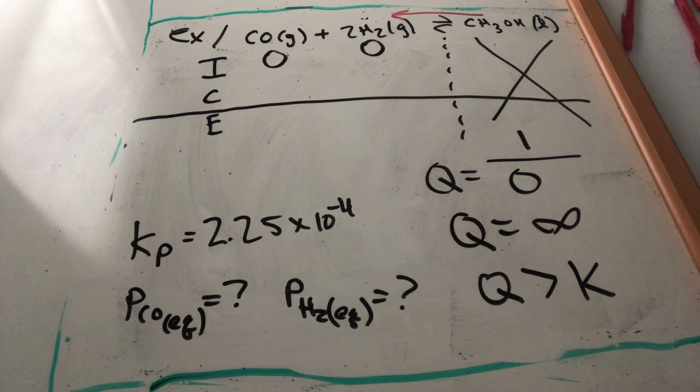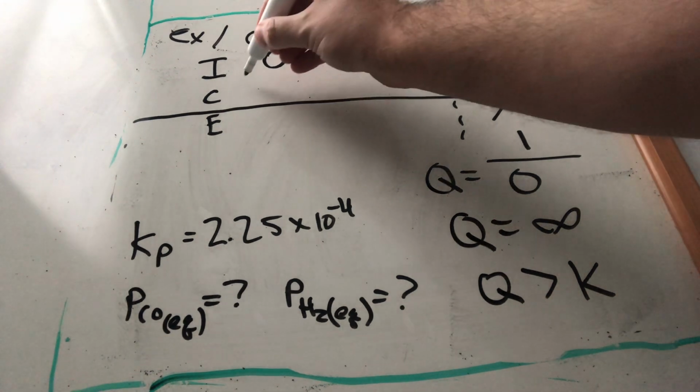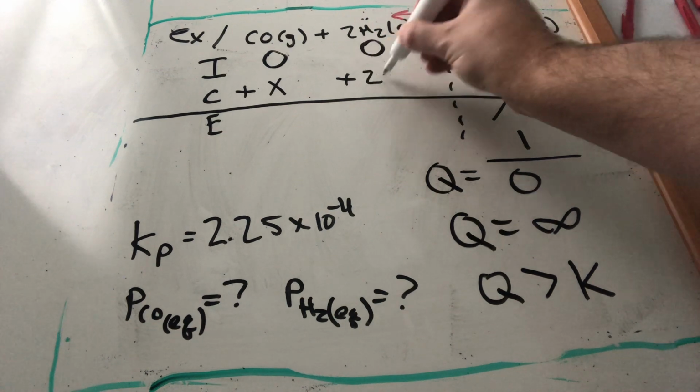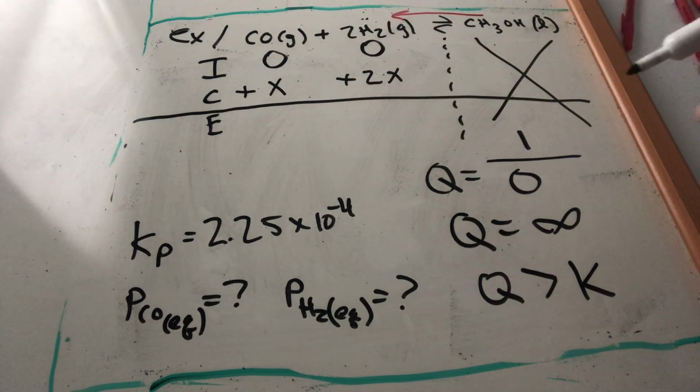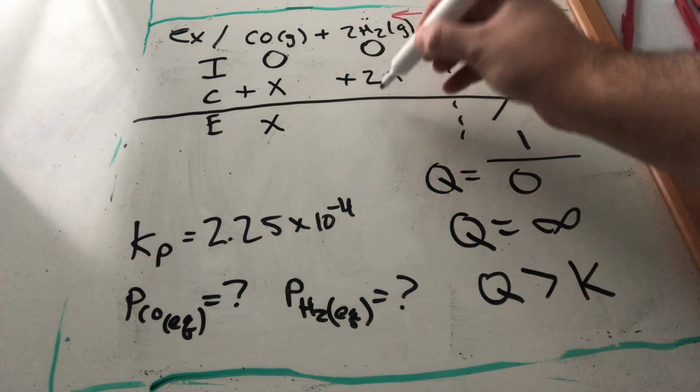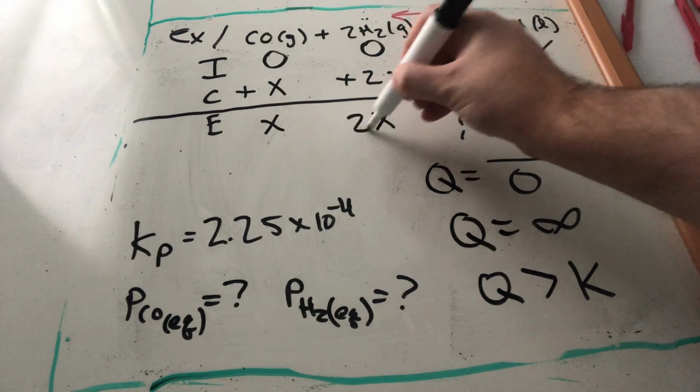So take a second, try to fill it out yourself. I'll pause just a bit. You can pause the video. We should be able to put, with confidence now, a plus x here and a plus 2x here based off that stoichiometry. I plus C equals E.